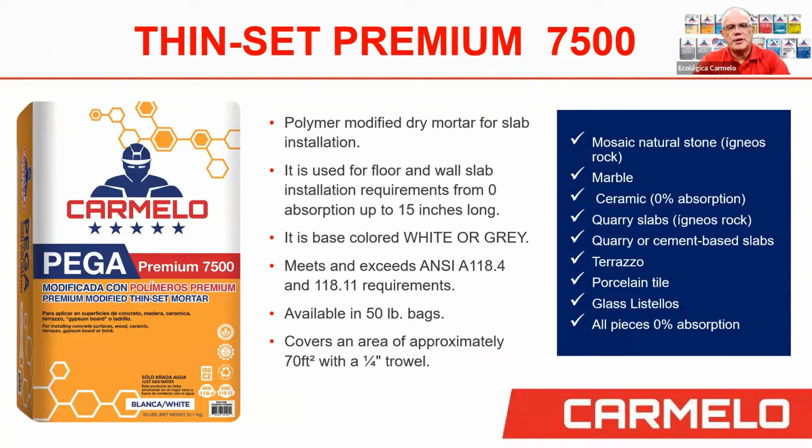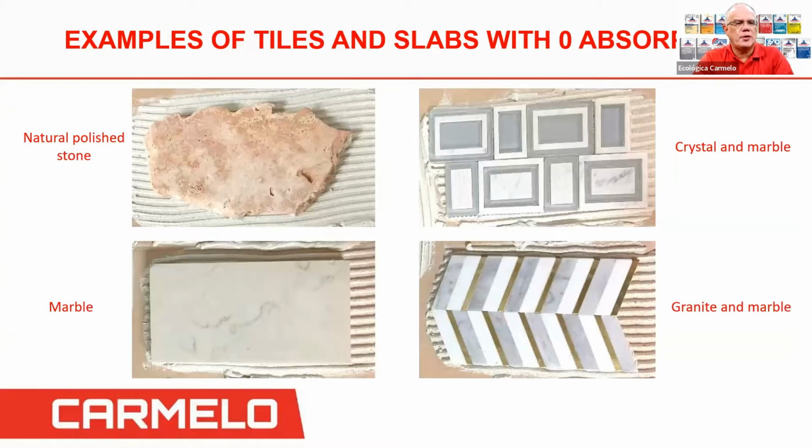Then we have the Premium 7500. And again, this is also polymer modified. This one we have for slabs installed with requirements where you have 0 absorption, right? And again, you have slabs up to 15 inches long, okay? And it comes in white and gray. So here we're using it in marble, ceramic, quarry and cement base, terrazzos. So all pieces that are 0 absorption, this is where you're going to use this thin set. And here are some examples of those: natural polished stone, marble, and granite. Okay.